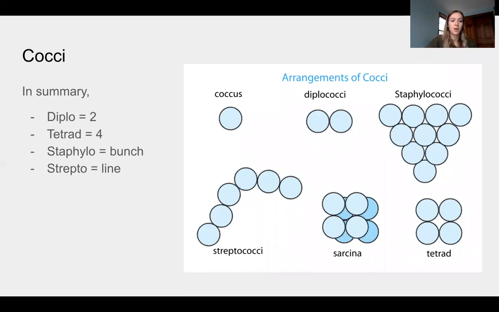Coccus is a singular one. Diplococci is two. Staphylo is a bunch. Strepto is a line. So I would just be familiar with this. Don't spend hours memorizing all of these. Not super high yield, but definitely good to at least be familiar with.